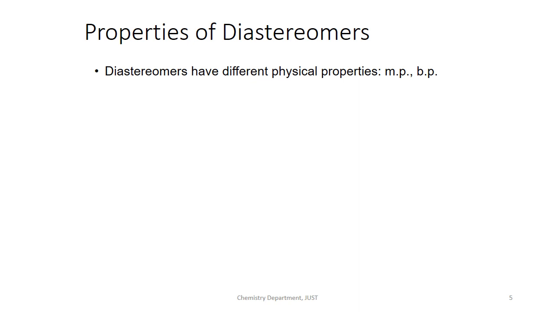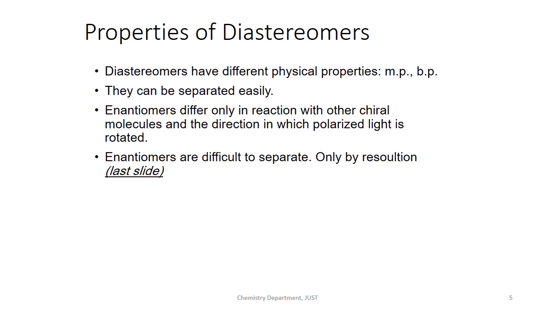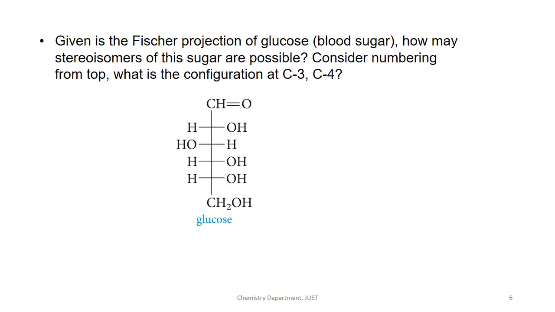But diastereomers have different physical and chemical properties. They have different melting point, boiling point, density, solubility, etc. You can work on this as an example. This is glucose, which has, as you see here, 4 chiral centers, so you can predict the number of stereoisomers and the relationship between them, and try to draw all of them as practice for you.